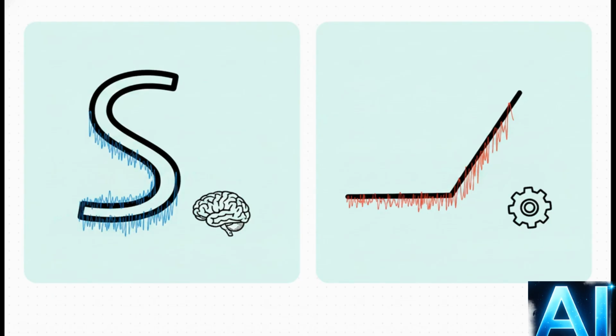But today, the industry has heavily pivoted to ReLU, the rectified linear unit. And ReLU is brutally simple. It just takes the maximum of 0 and your input. Input is negative, it outputs 0. Input is positive, it just passes the exact number right through.